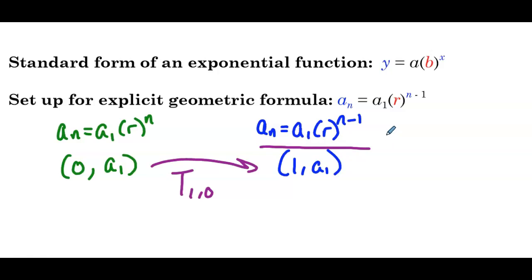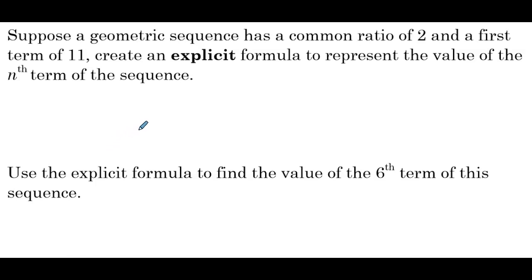Now, the best way to get more comfortable with this formula is to use it. Suppose a geometric sequence has a common ratio of 2 and a first term of 11. Create an explicit formula to represent the value of the nth term of the sequence. Okay, so writing it out mathematically, common ratio of 2, that's r equals 2. The first term of 11, so a sub 1 equals 11. We could write this as the point 1 comma 11. It's not as helpful here as it was when we were writing arithmetic sequences out.